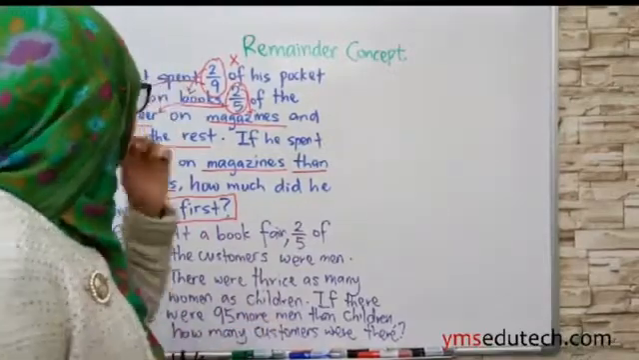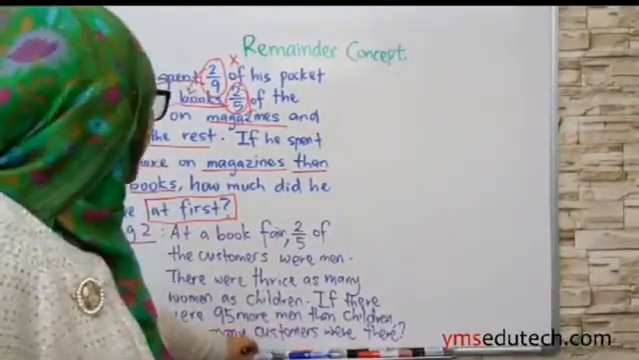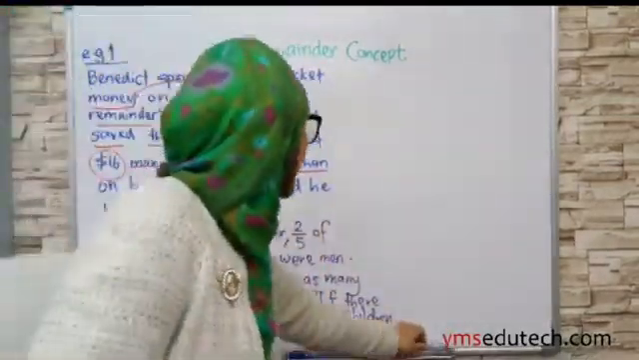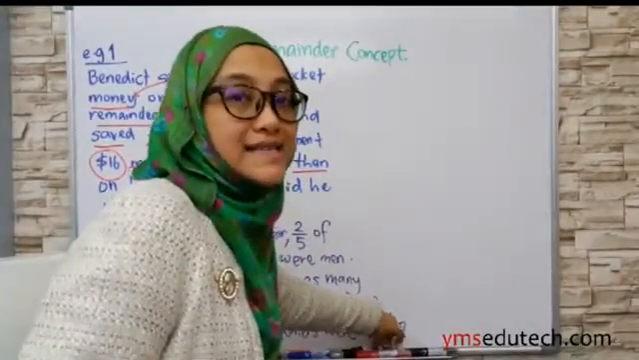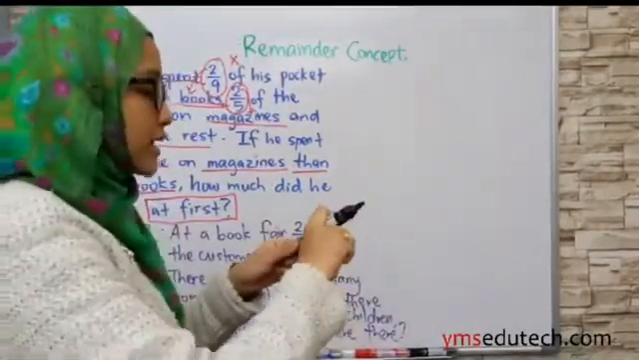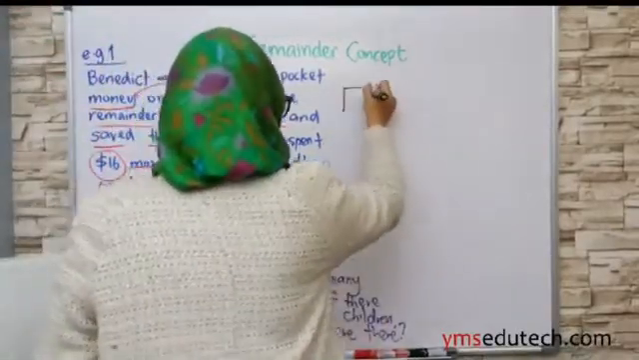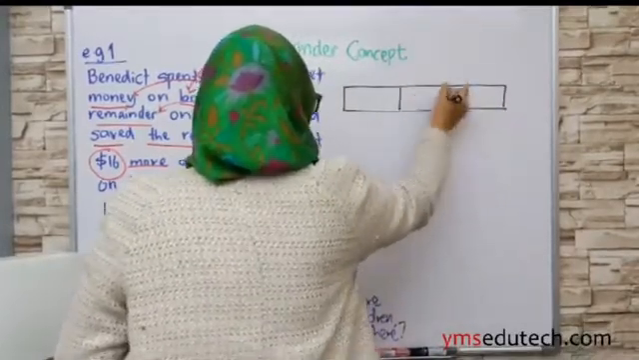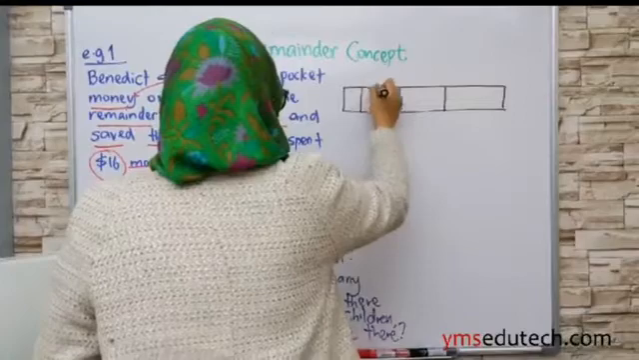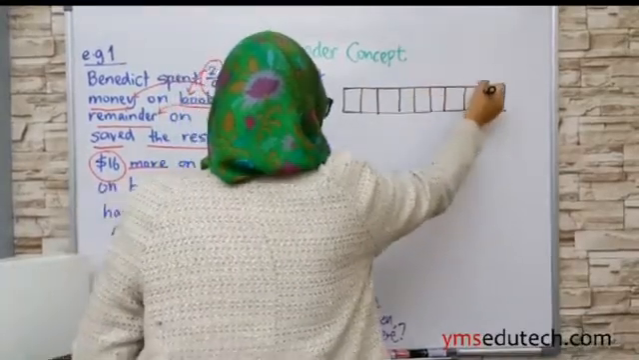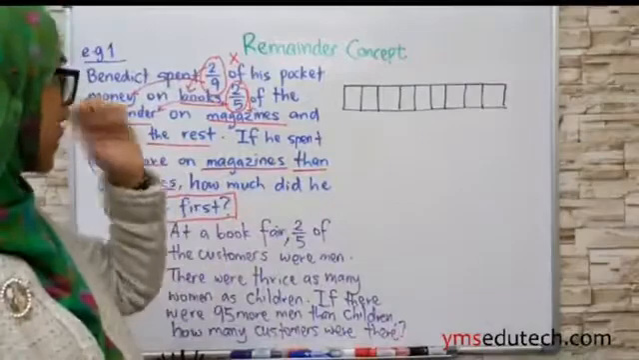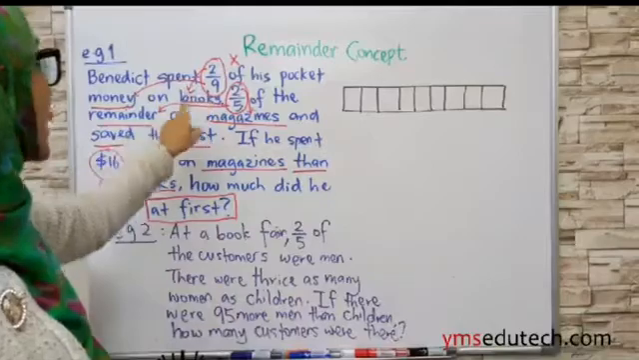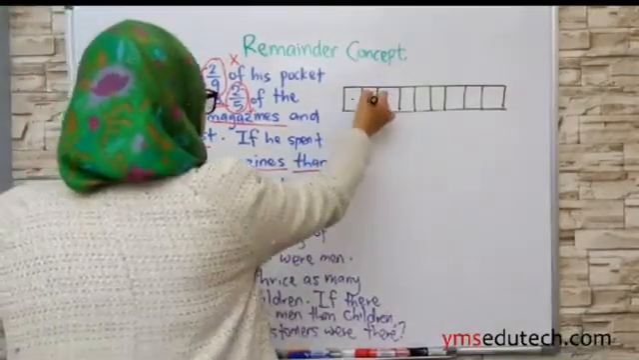Okay, so let's start. It says Benedict spent 2 out of 9 of his pocket money. So based on the fraction given, his pocket money is 9 units. So I'm going to draw 9 units. Okay, so I have 9 units there. These 9 units represent Benedict's pocket money. So 2 out of 9 was spent on books. 1, 2, spent on books.